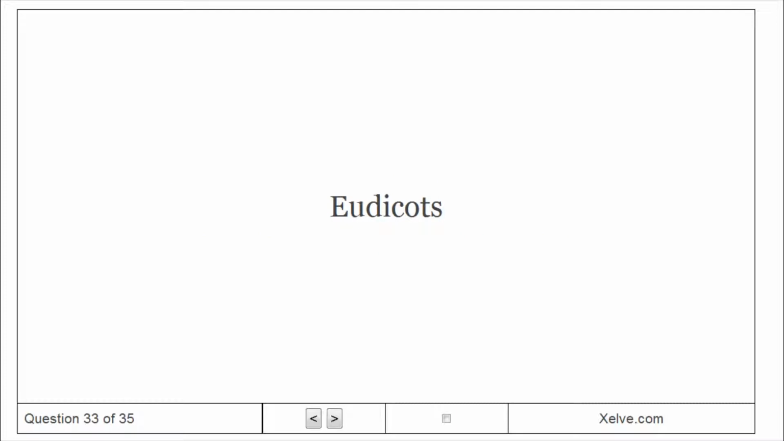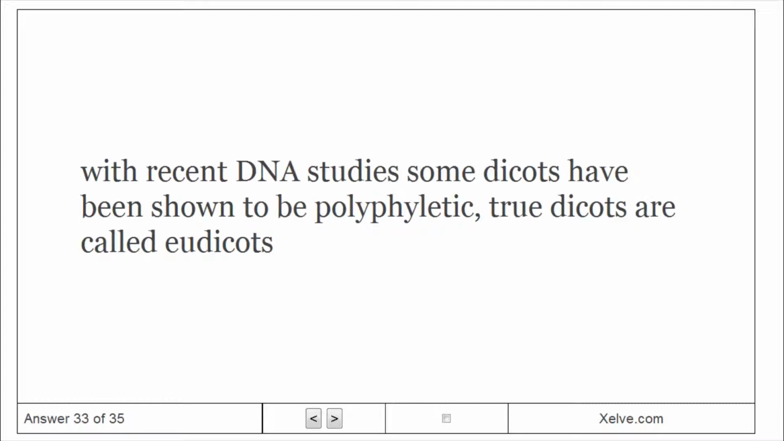Eudicots. With recent DNA studies, some dicots have been shown to be polyphyletic. True dicots are called eudicots.